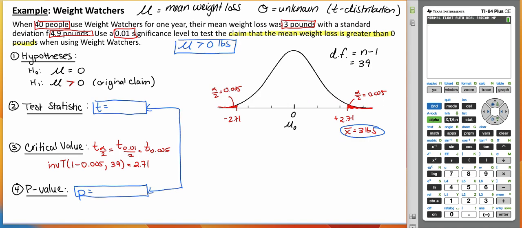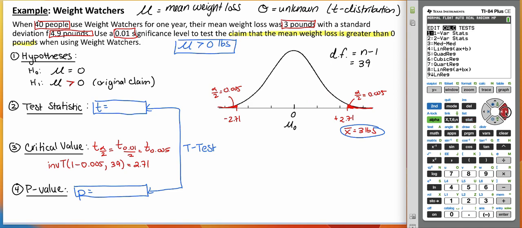So the calculator function that we're going to use is called a t-test. So let me show you real quickly how to get to the t-test on your calculator. You're going to go to stat, tab over to test, and it's your second option, option 2. So choose option 2. And here it's going to ask you to type in all the information that you have. So your null hypothesis value of 0 pounds goes in first, then your sample mean, sample standard deviation, sample size.